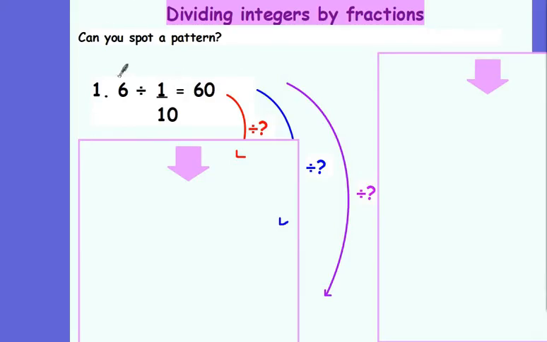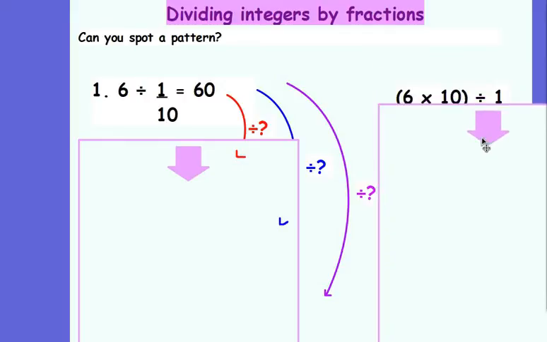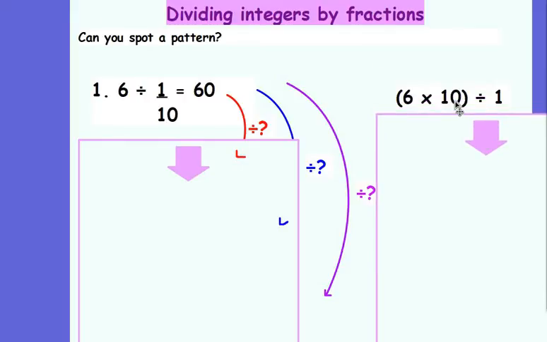First of all, I've got 6 divided by 1/10 is 60. Pause the video. What do you notice about these numbers? What do you notice about the 6, the 10, and the 60? Exactly, 6 multiplied by 10 would give me 60. Or 6 times 10 divided by the 1. Okay.